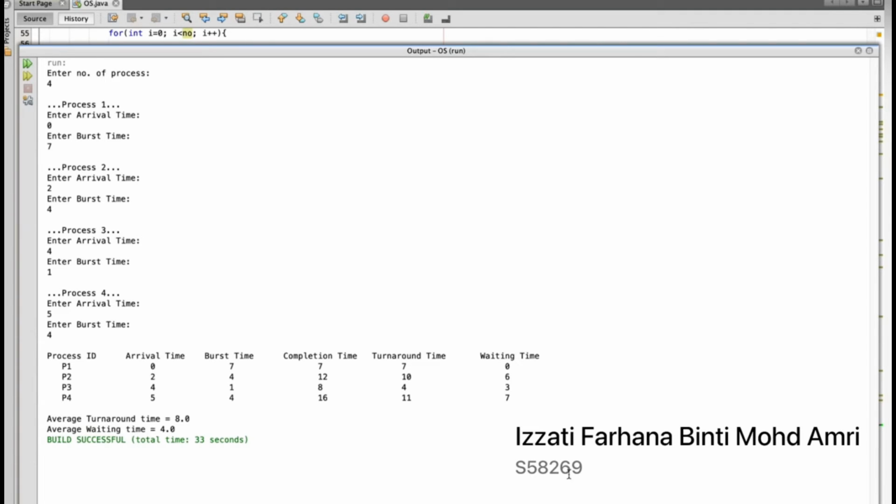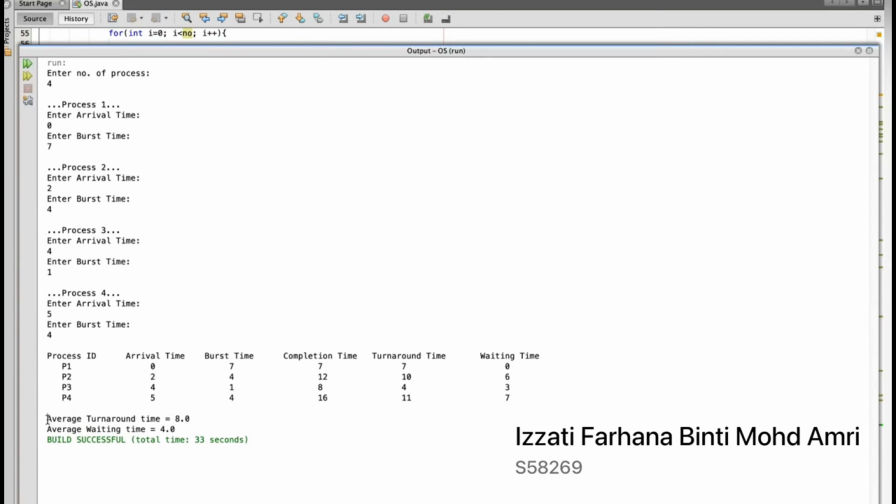So next, how do we find waiting time? Waiting time we can find by subtracting burst time from turnaround time. For example, for process 1, 7 minus 7 will be 0. For process 2, 10 minus 4, the waiting time will be 6. And for process 3, 4 minus 1, waiting time will be 3. And lastly, 11 minus 4, the waiting time will be 7.